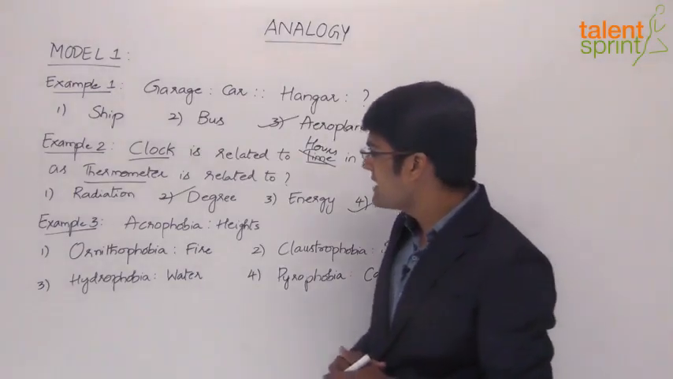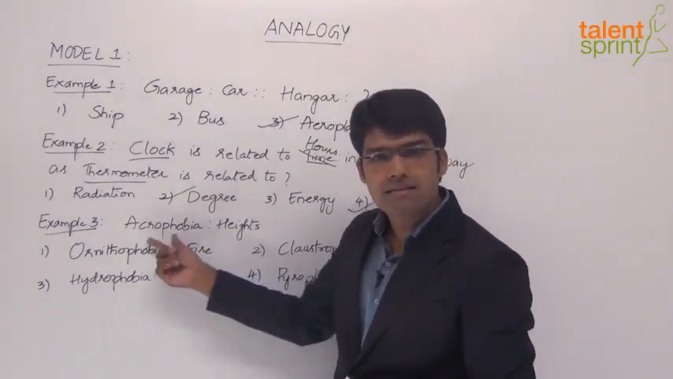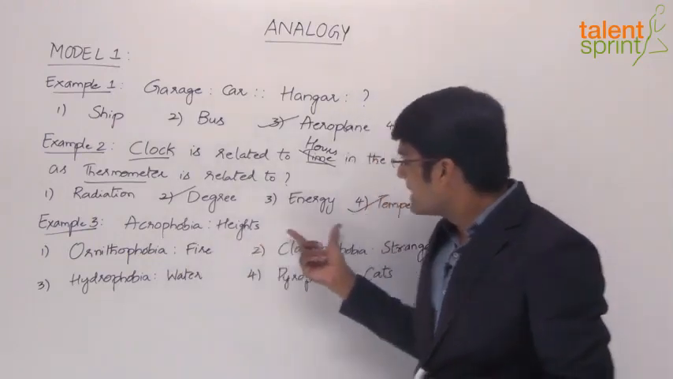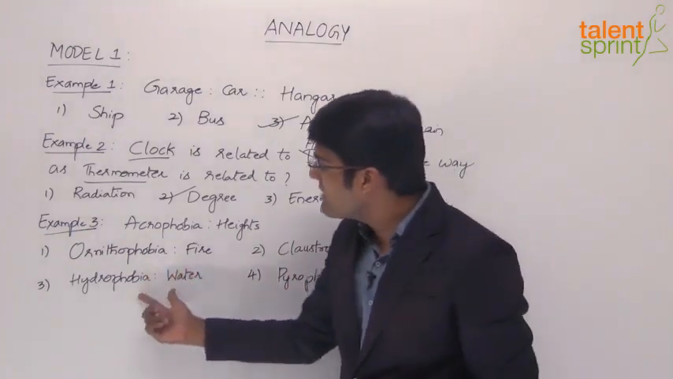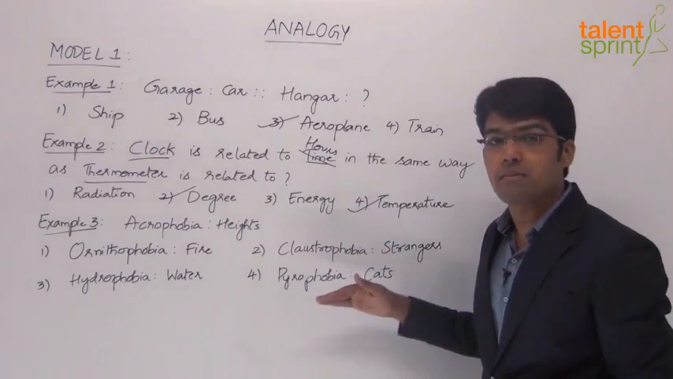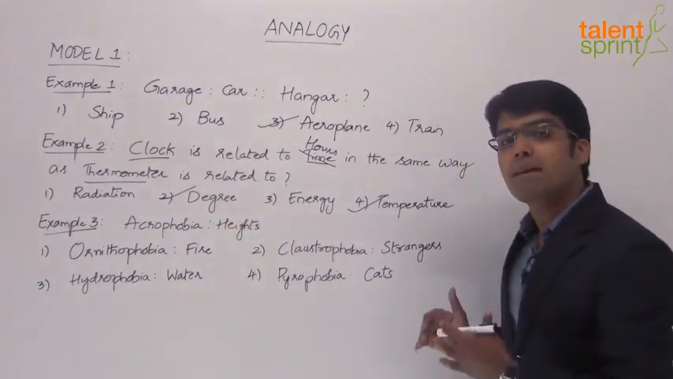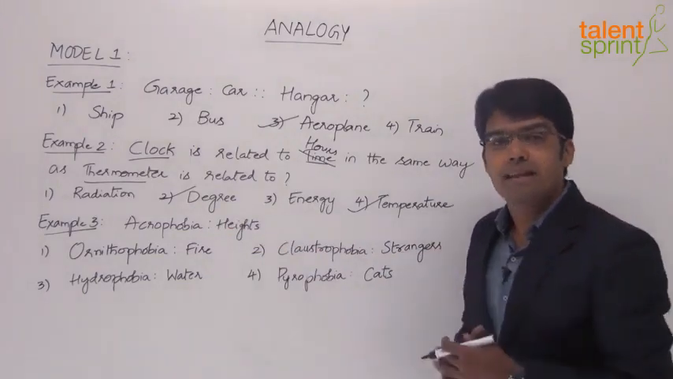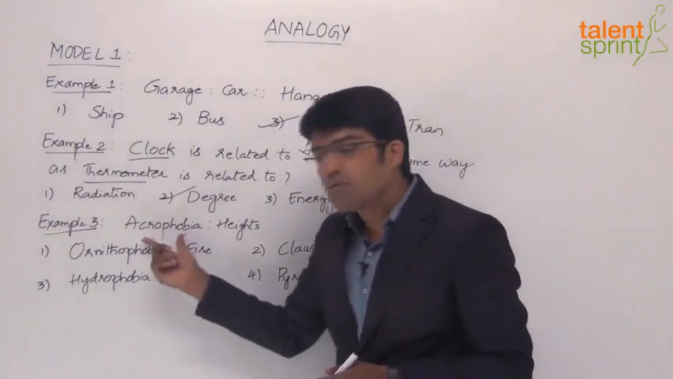Now the third question says acrophobia is to heights. Acrophobia is related to heights. And nothing from the second pair is given to us. Here if you look at the answer options, we have got again pairs of words. So here we need to find out the second pair from the answer options, which is analogous to the first pair. So instead of completing the second pair, we are required to find out the second pair, which is similar to the given pair.